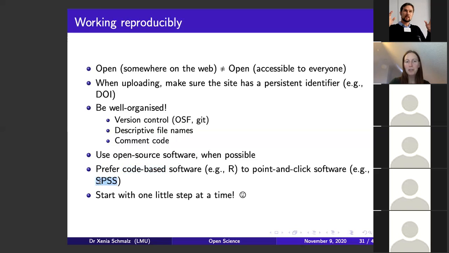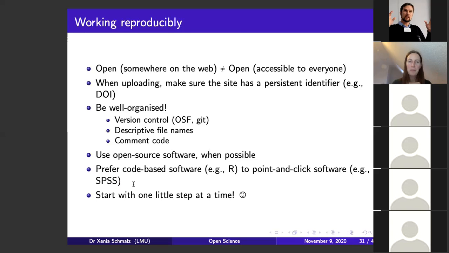Also, another reason for me to diss on SPSS is that it's a point-and-click software. For data analysis, but also for many other things, for manuscripts for example, you have software which is more code-based, or software where you point and click. For manuscripts, there is the example of LaTeX, which is code-based, so the formatting you do by writing commands, whereas in SPSS, you highlight and click on the italics button, for example. In Microsoft Word, you highlight and click on the italics button.